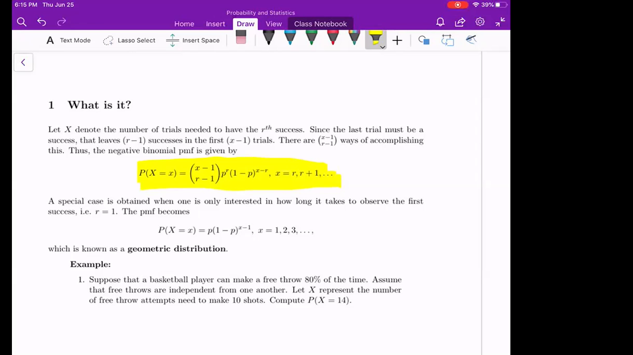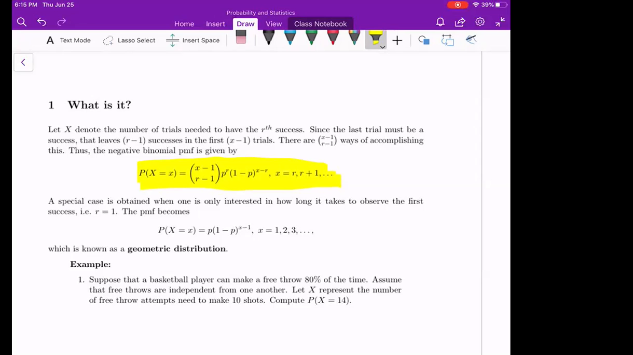So the negative binomial distribution is used when you want to know what is the probability that it takes X trials or subjects in order to see the rth success.